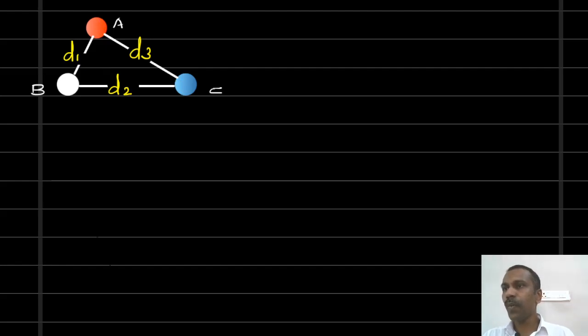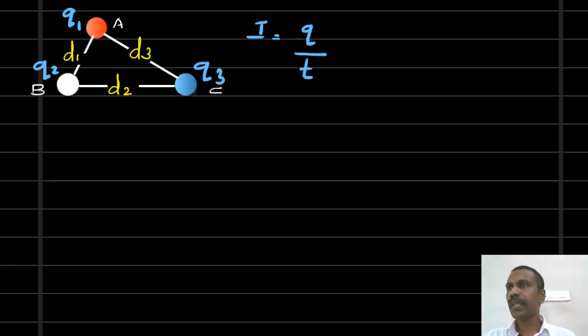Suppose the charges flowing through these conductors are Q1, Q2 and Q3, because you know the current is equal to charge divided by time. So each conductor is carrying a particular charge. And suppose the radius of each conductor is r meter. This is the radius of each conductor.